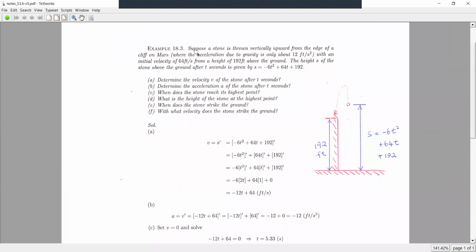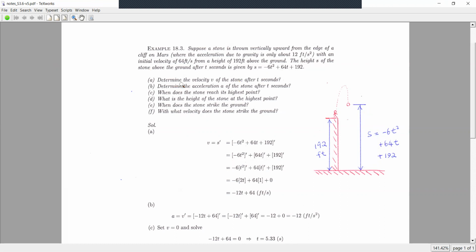Example 3. Suppose a stone is thrown vertically upward from the edge of a cliff with an initial velocity of 64 feet per second from a height of 192 feet above the ground. The height of the cliff is 192 feet. The height of the stone above the ground after t seconds is given by this function. The position function is given.